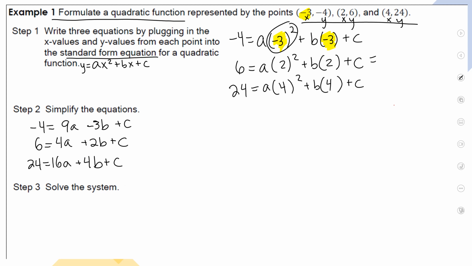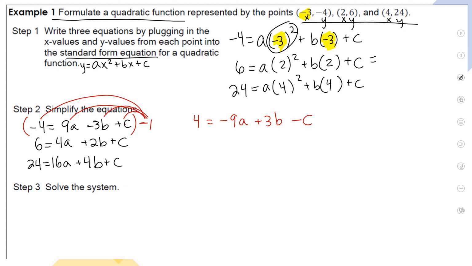So let's do that. I'm gonna worry about the top 2 equations first. I'm gonna multiply this top one by a -1. And let's see what happens when I do that. -4 times -1 is just 4. -1 times 9a is -9a. -1 times -3b is a positive 3b. -1 times c is a -c. Oh, I'm sorry, this is the letter B. Thank you guys for catching things.